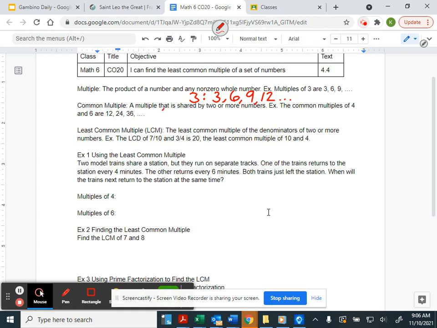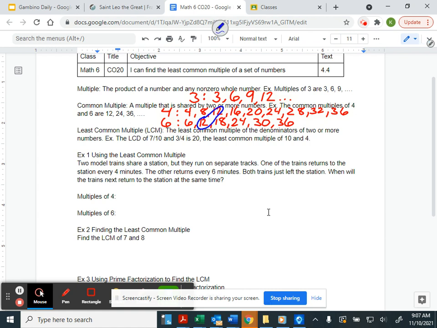A common multiple is a multiple that is shared by 2 or more numbers. Example, the common multiples of 4 and 6. So you need to find the multiples of 4, then you need to find the multiples of 6 and find which ones they share. Multiples of 4 would be 4, 8, 12, 16, 20, 24, 28, 32, 36. Multiples of 6: 6, 12, 18, 24, 30, 36. So after you're looking at your multiples, find the ones they have in common.